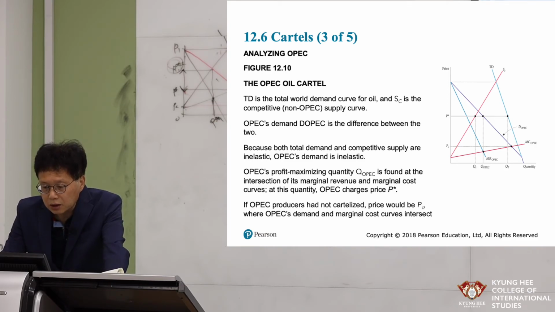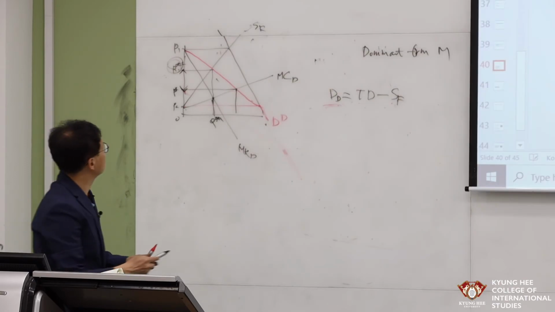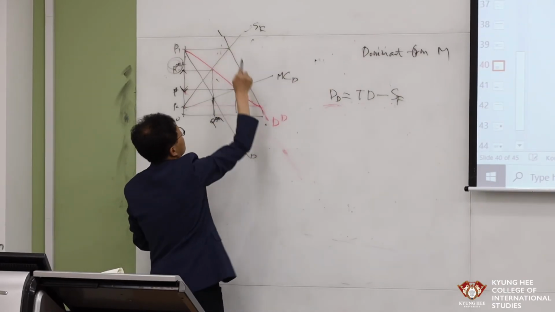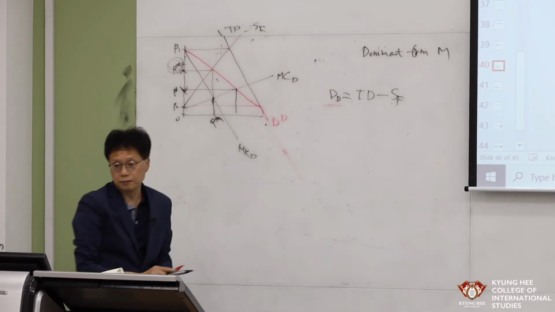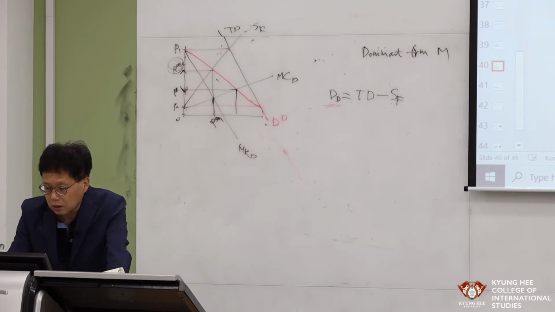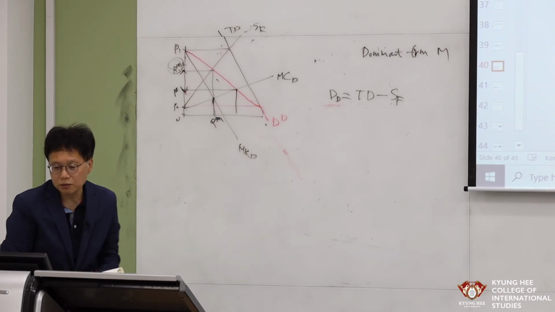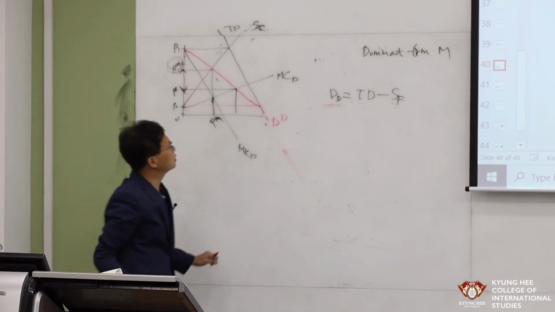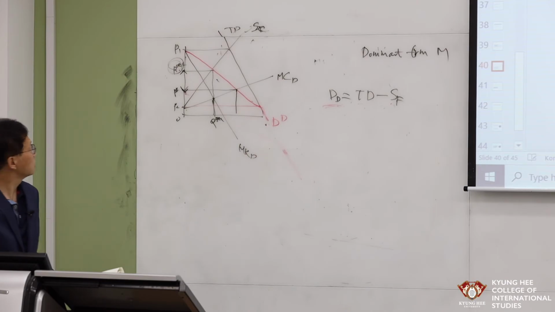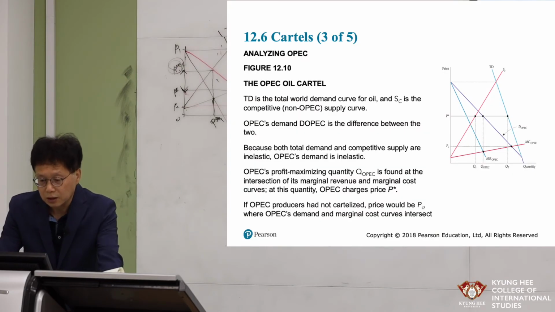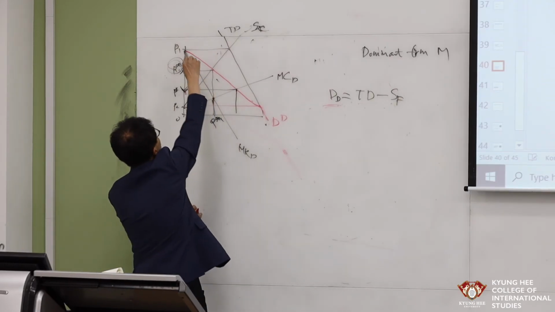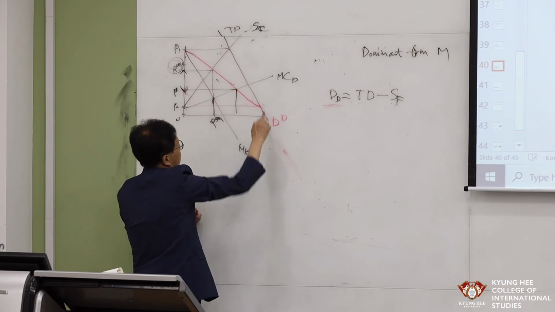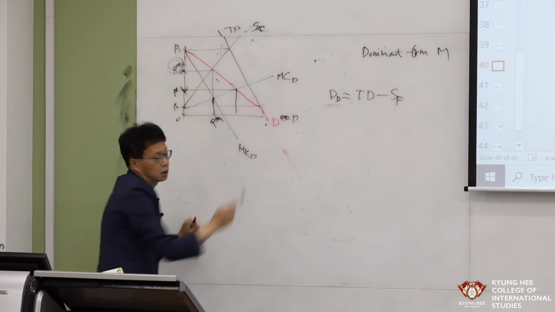TD is the total world demand curve for oil. That is TD. And SC is the competitive supply curve by non-OPEC. SC is competitive country supply, the non-OPEC supply curve. OPEC's demand is the difference between the two. That is the OPEC.